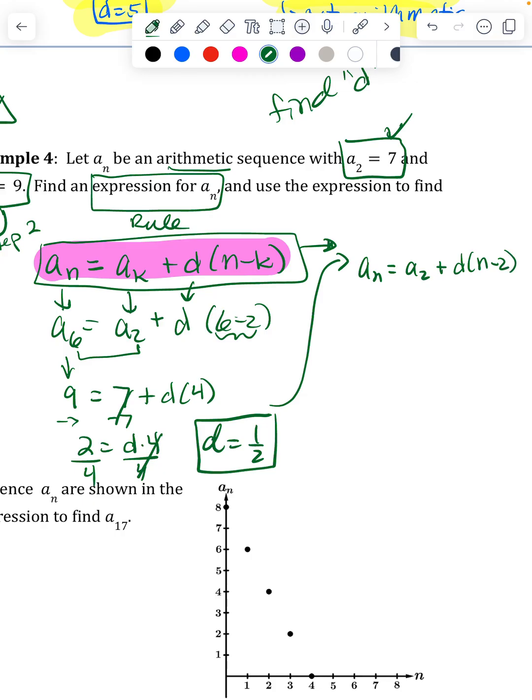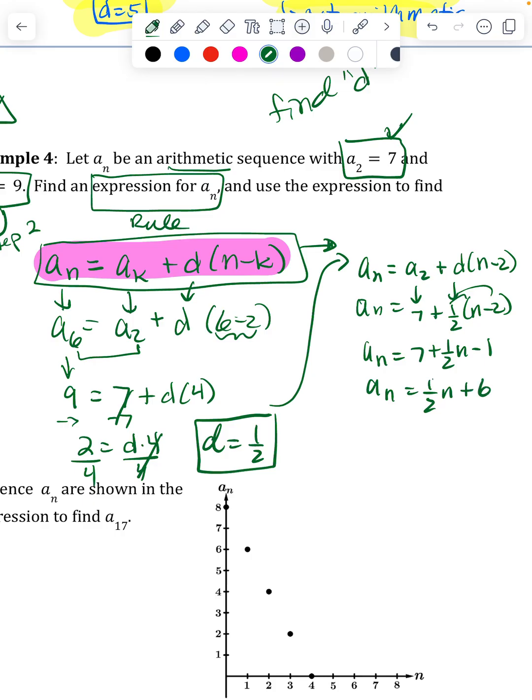So what do I know in there? I know that a sub 2 is 7. I know my common difference is 1/2. So I have to simplify by distributing my 1/2. And we've done this process before. It's just had easier numbers. So I'm going to end up with 1/2 n plus 6. So that is the expression that they want for a sub n.